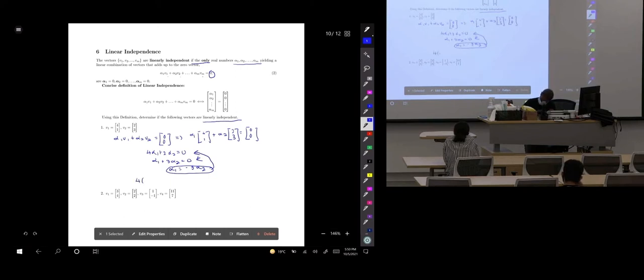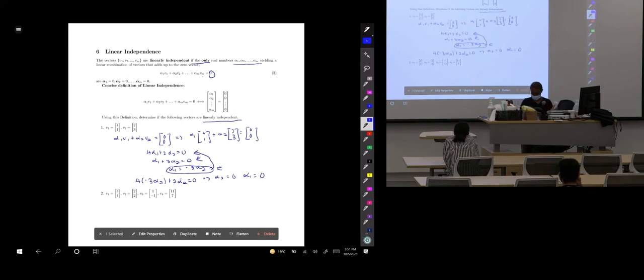We can then take this solution and plug it back into our first equation here, which would give us 4 times negative 3 alpha 2 plus 2 alpha 2 is equal to 0, which gives us that alpha 2 is equal to 0. And because of this equation here, we know that alpha 1 is equal to 0.